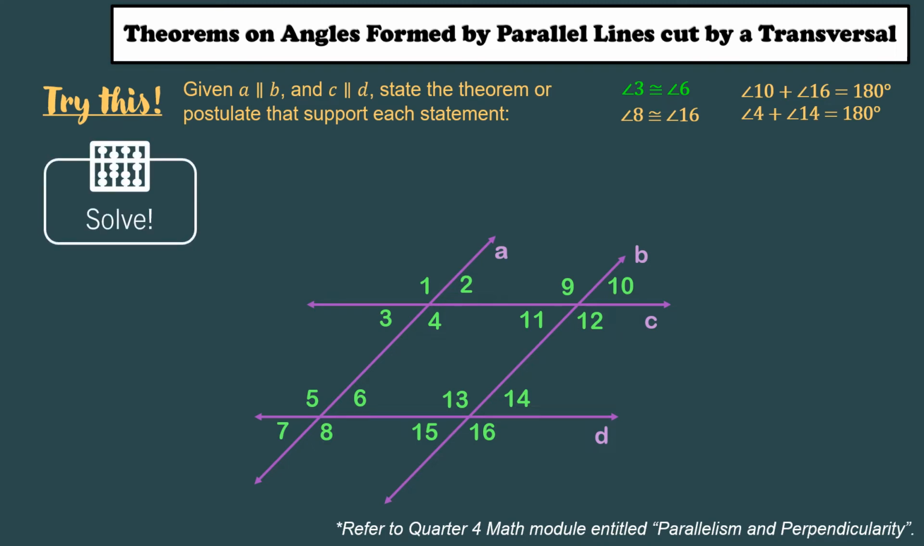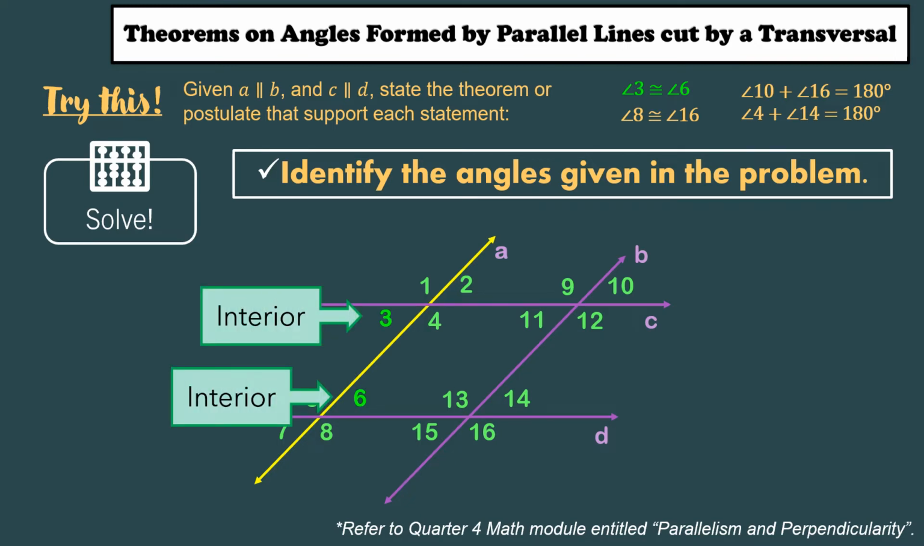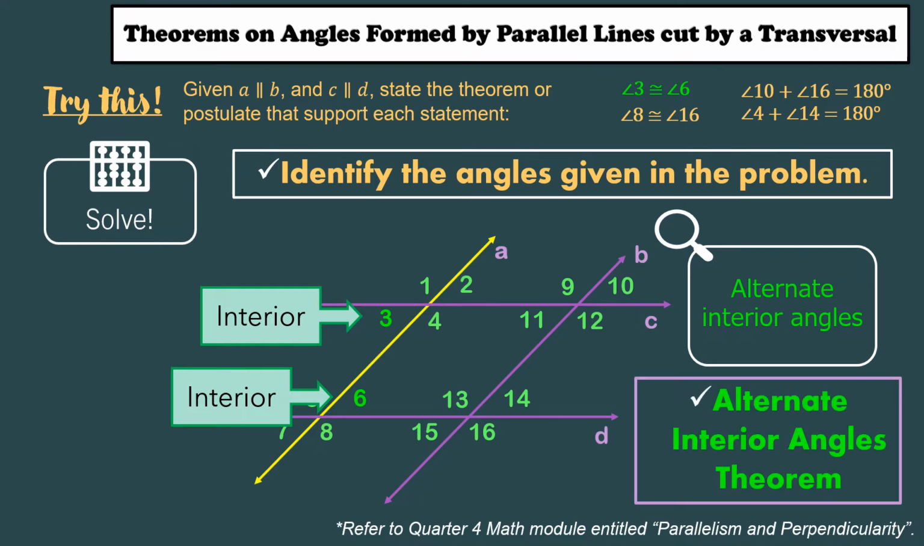Let us solve. To prove that angle 3 is congruent to angle 6, first we need to identify and classify the angles. Angle 3 and angle 6 are angles created by parallel lines C and D cut by the transversal A. According to their location, they are both interior angles and are found on opposite sides of the transversal A. Thus, angles 3 and 6 are alternate interior angles, which are congruent according to the alternate interior angles theorem.